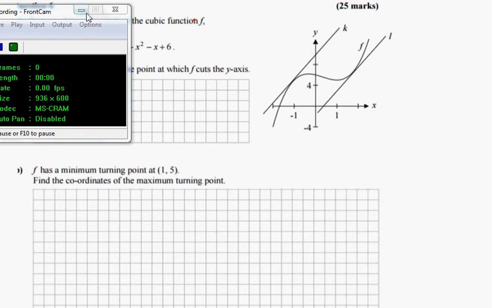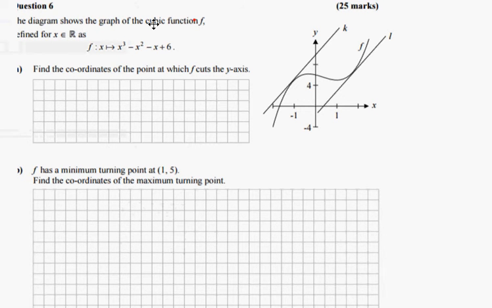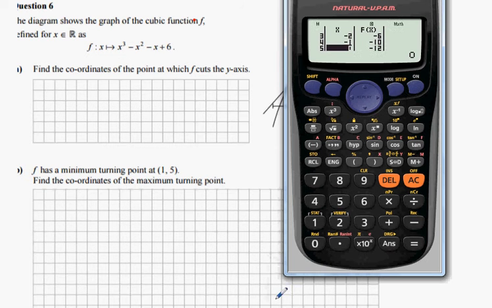Okay, so what we have here is question 6. Question 6 is a cubic function, okay? Now, if I want to know everything about this cubic function, all I have to do right away is go straight to my function mode. I enter in exactly what it tells me to enter. This alone can get you so much information very cheaply, okay?